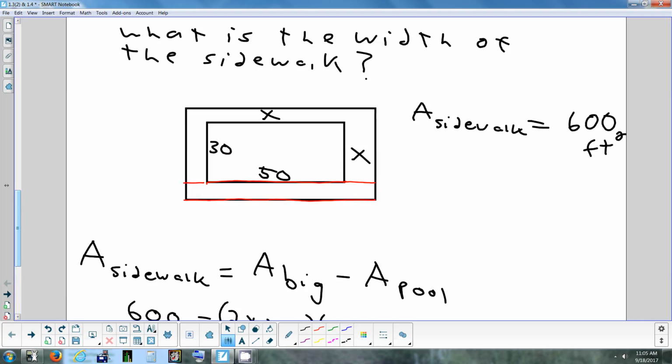Careful, not times 30, but 2x. Because you have this, and then that all combined together. So how would you combine those three lengths? You wouldn't multiply them, you would add them. So 2x top and bottom plus 30.